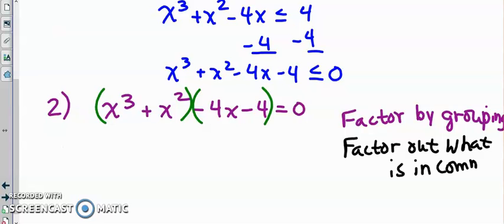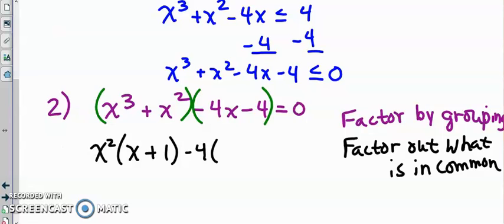So we're going to factor out what's in common here. So looking at x cubed and x squared, we factor out an x squared here. They both have an x squared inside of it. Look at the second one, there's a negative 4 that's in both of them. So we factor out the negative 4. So if you take it back, negative 4 times x is negative 4x. Negative 4 times 1 is negative 4. And then x squared times x is x cubed. x squared times 1 is x squared.